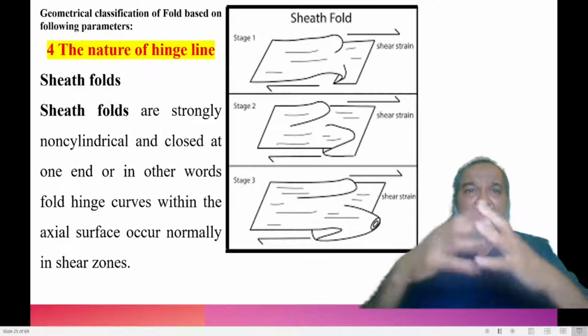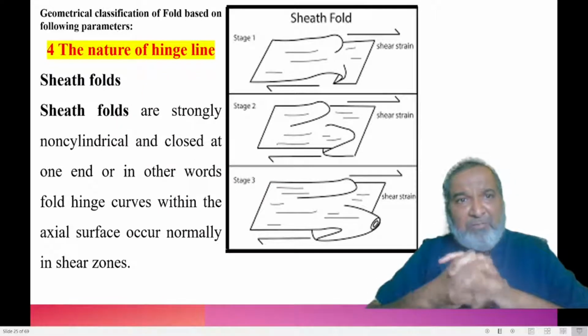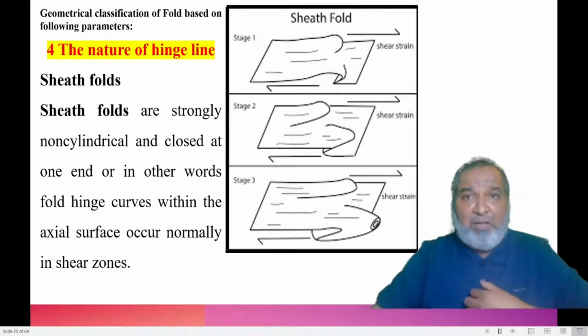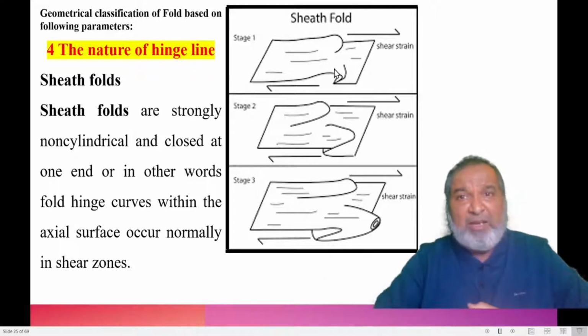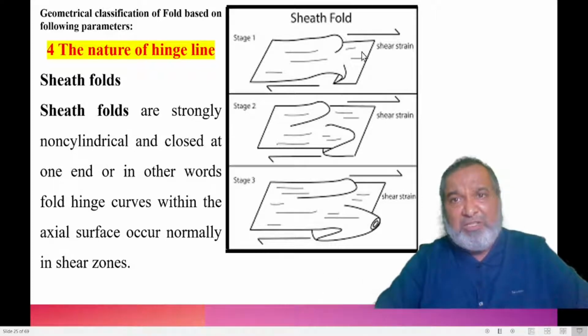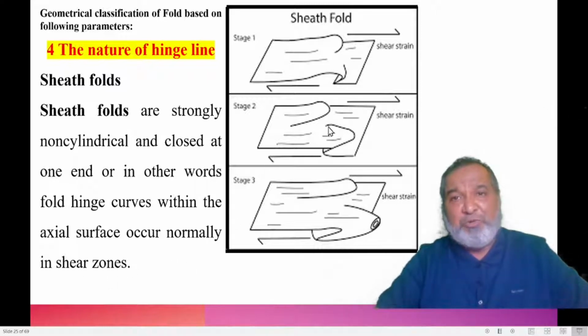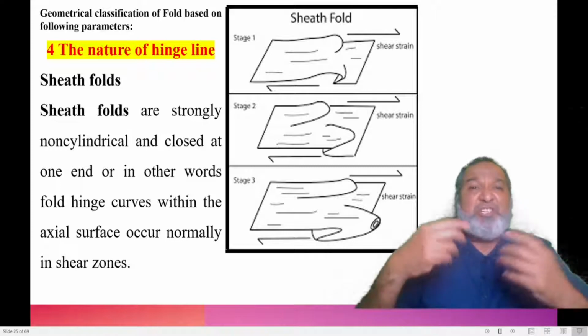The next, third type is the sheet fold. Sheet folds are strongly non-cylindrical folds. They are closed at one end, and at the other end they are propagating. You can see how they form: the shear strain is there, it propagates slowly, and ultimately gives you the shear strain. At one end, the fold hinge line curves within the axial surface and occurs normally in shear zones. So it will be curvilinear and completely curved together, and that forms sheet folds.